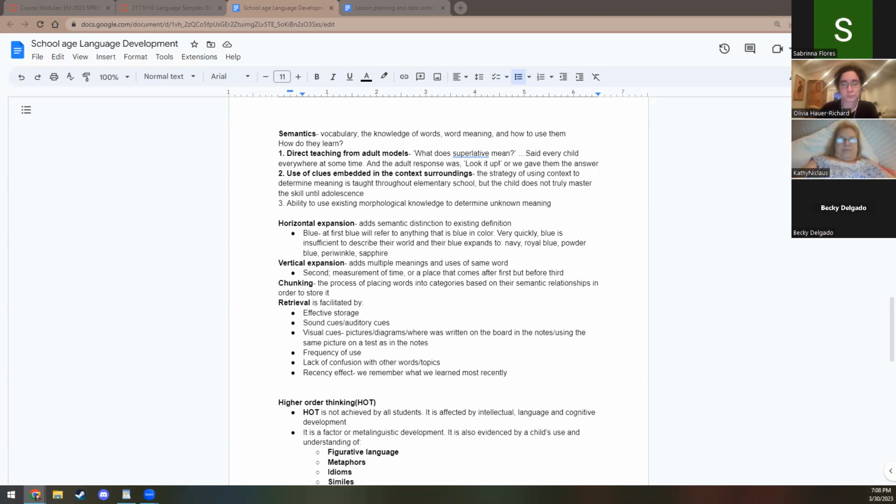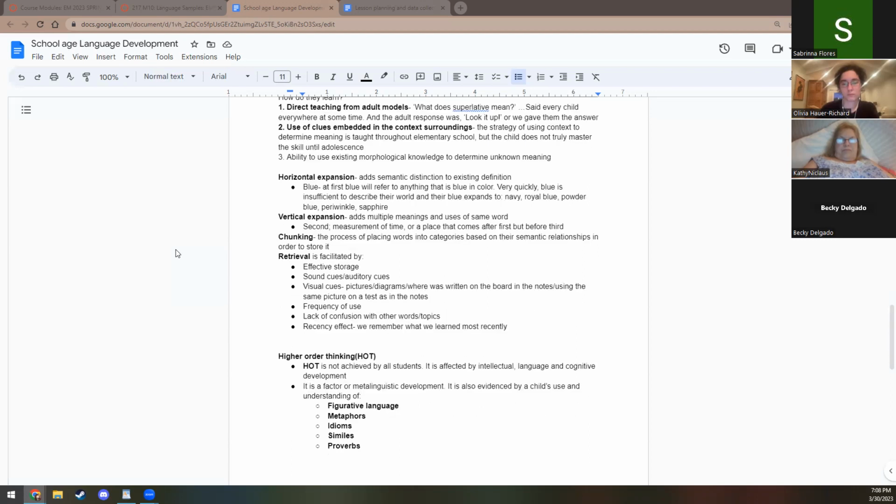It's about semantics, and semantics is the vocabulary, the knowledge of words, the word meaning, and how we use them. How do they learn? Direct teaching from adult models, use of clues embedded in the surrounding context, and the ability to use existing morphological knowledge to determine unknown meaning.